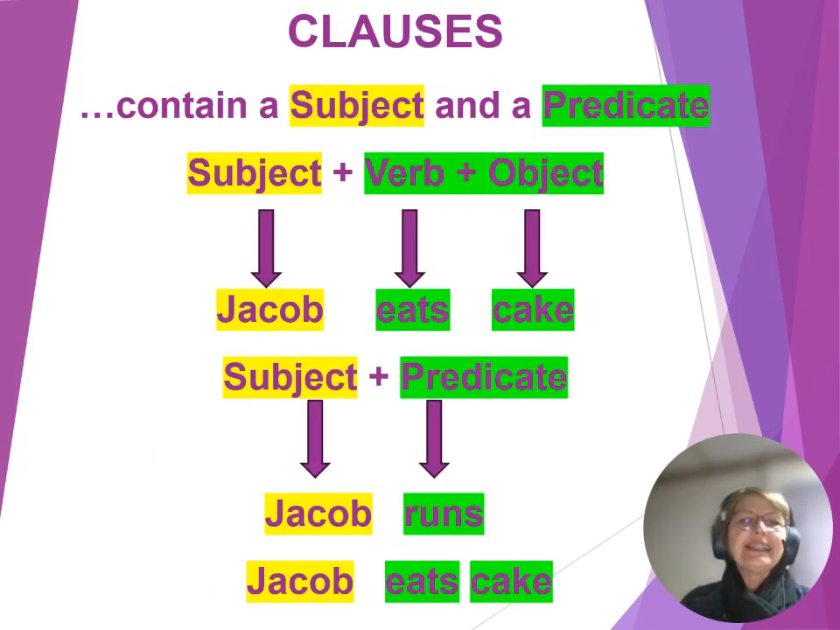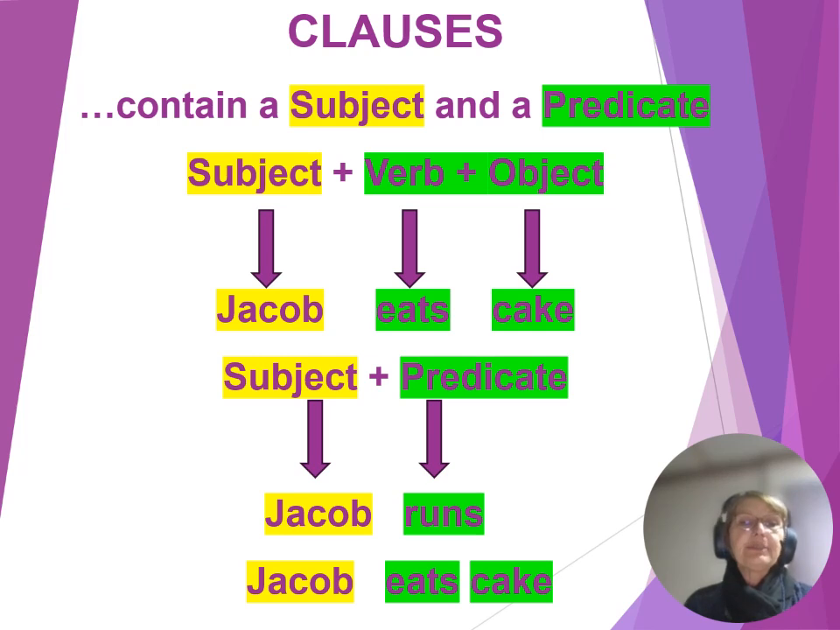So let's look at an example here. It's already been shown on the other slide, but I thought to highlight it a little more for you here. It contains a subject and a predicate. Now, your verb and object, I've already told you that is your predicate. It sounds like a terrible word, but it's actually so simple. Yeah, we know Jacob eats cake. Jacob is the subject, eats is the verb, and cake is the object. But if we say Jacob eats cake, Jacob is the subject and the predicate is eats cake.